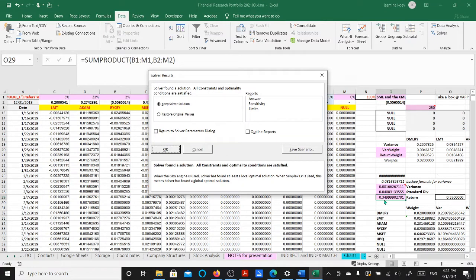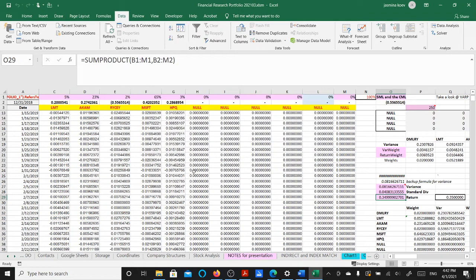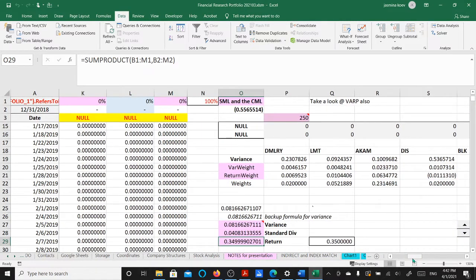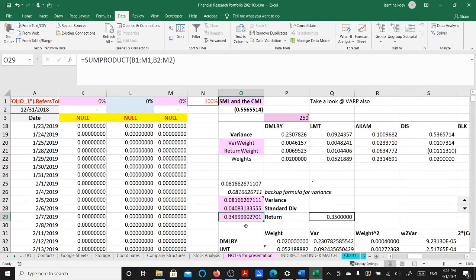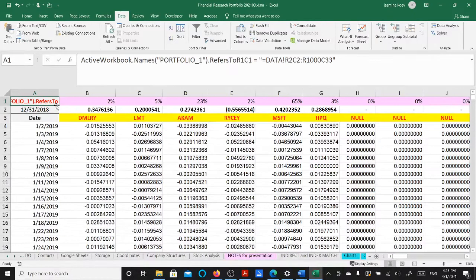Okay, it was able to get us close. As you can see here, it got us to almost 35%. It minimized the variance to 8.1%. And here's our blend up here. The Solver has been set up to have a minimum 2% investment in everything, so nothing under 2%. And here's the optimal blend.